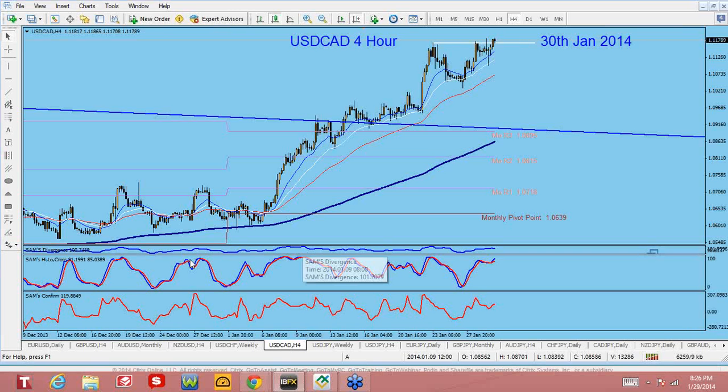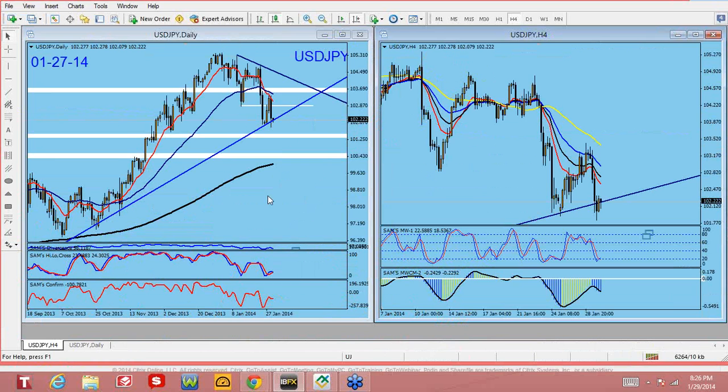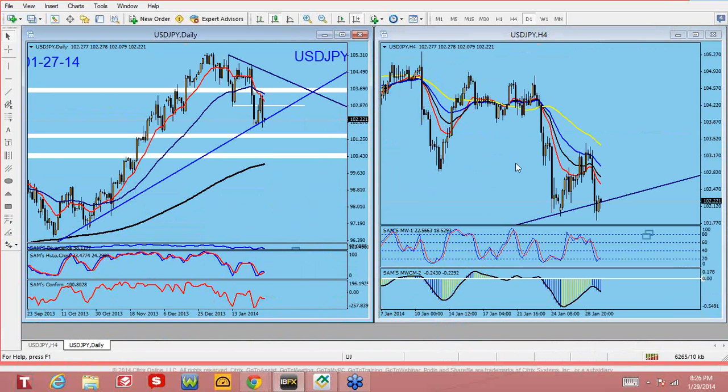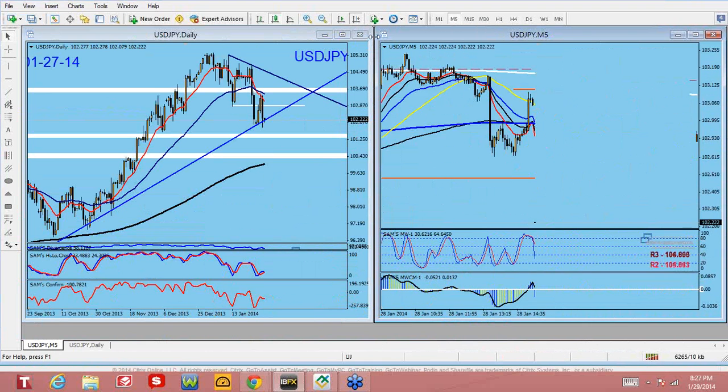So this is it. Let me show you how to use the profile, like USD yen. Again, daily chart on the right hand side, 4-hour on the left hand side. Just keep track. And this is actually a 4-hour chart, but for entry, I'll just turn this into 5-minute.